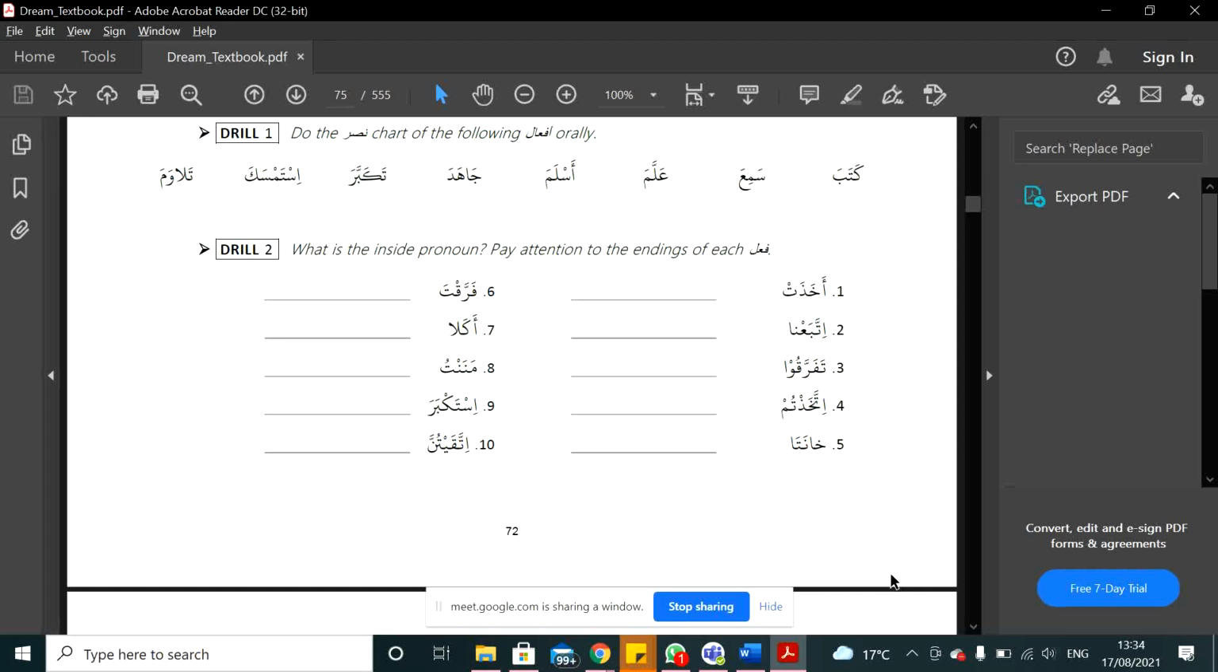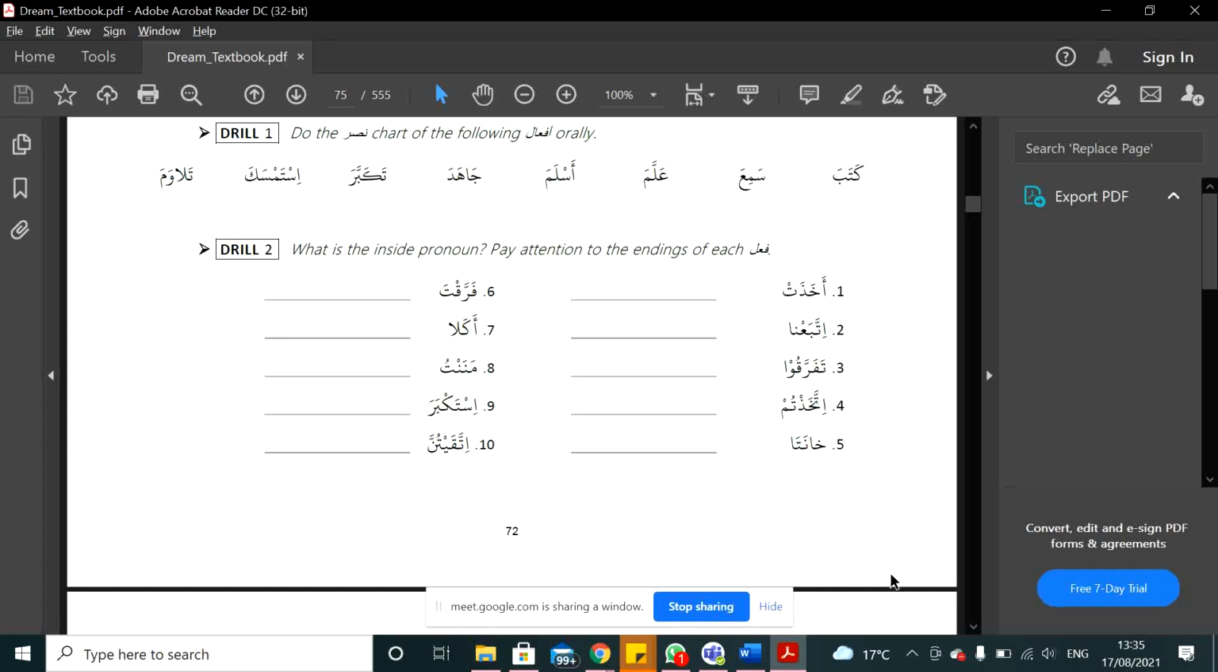So, is to betray, right? Yes. So you betrayed. Very good. Now, Sister Lipi, akala. Akala means to eat. So both of them eat. Huma akala, right? Both of them eat. Good.